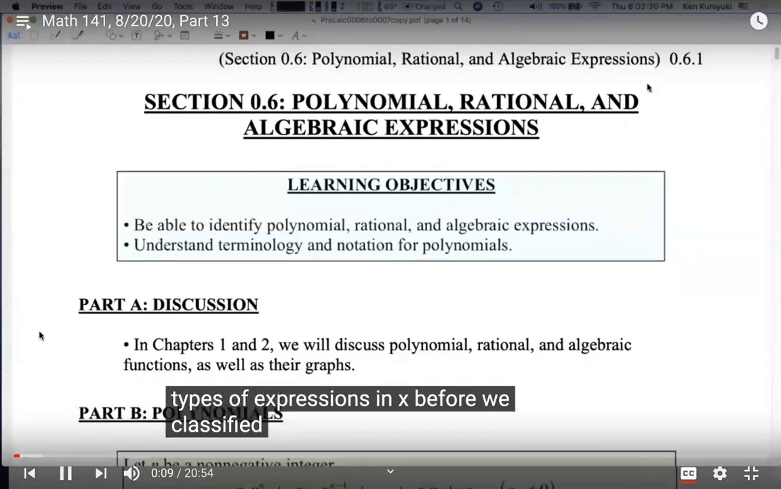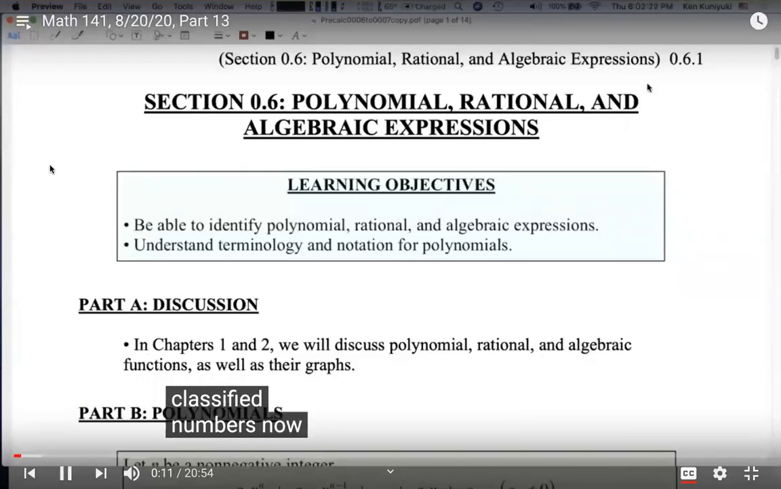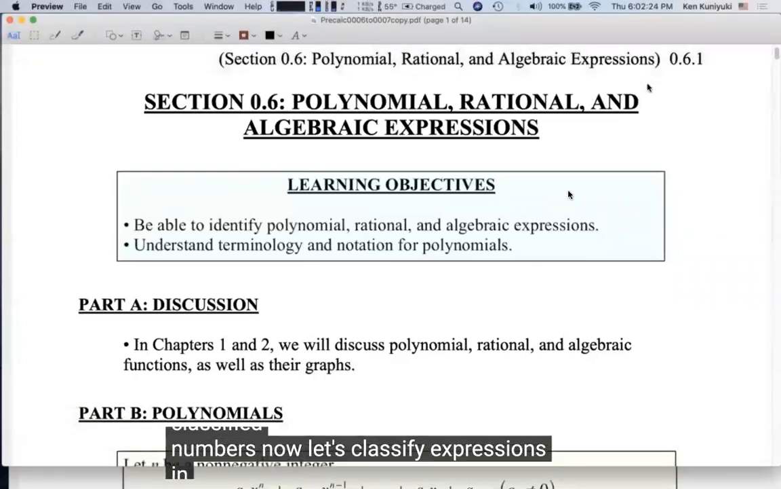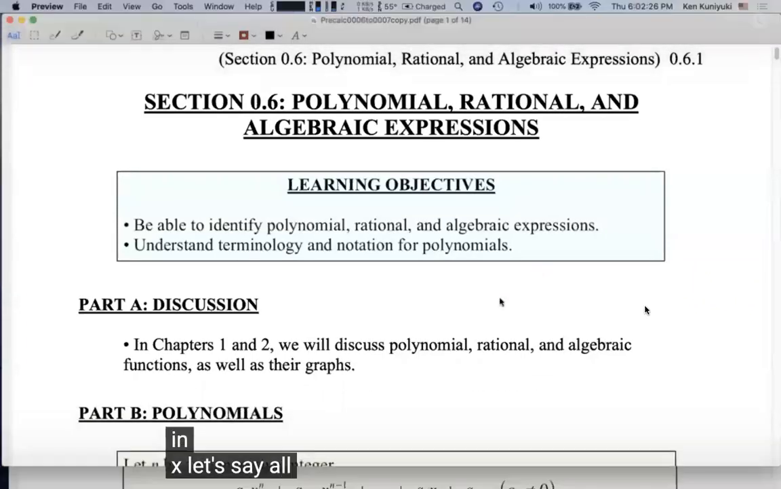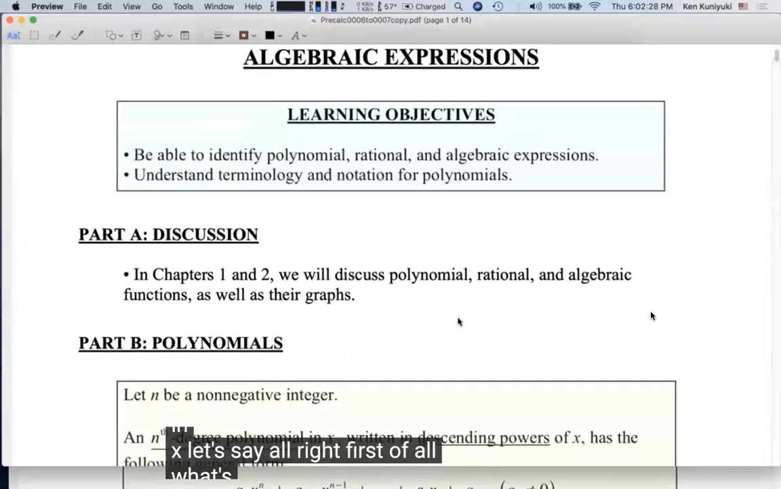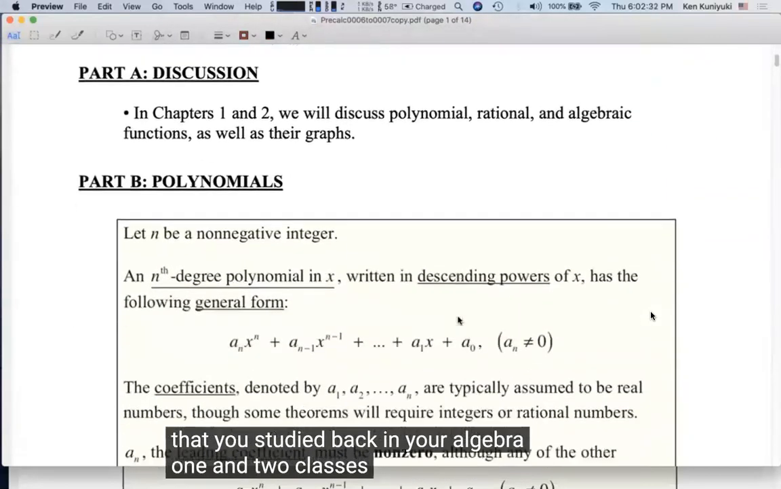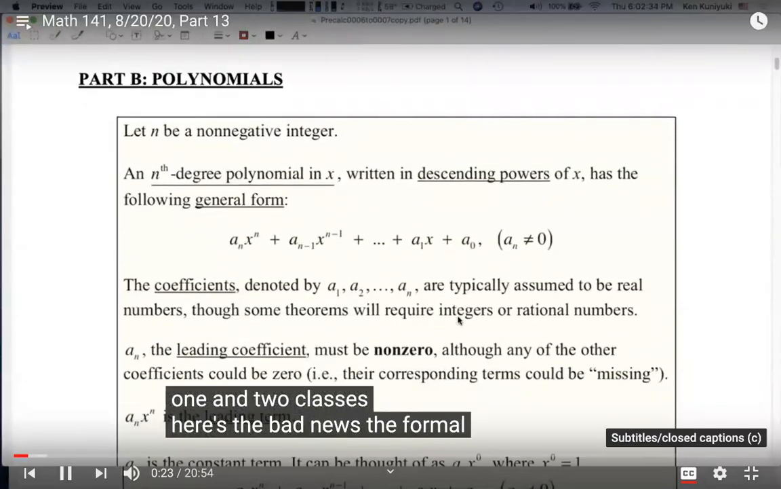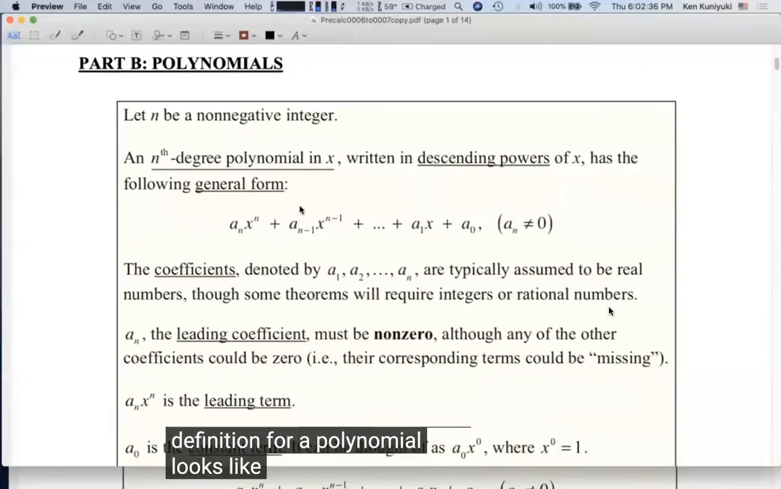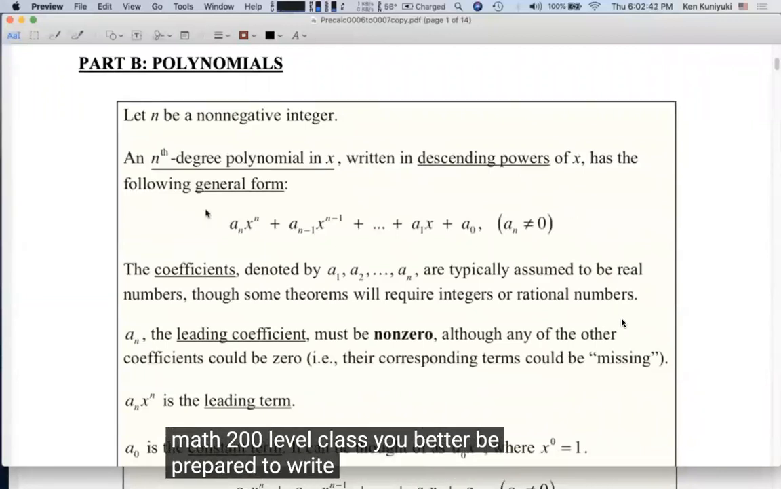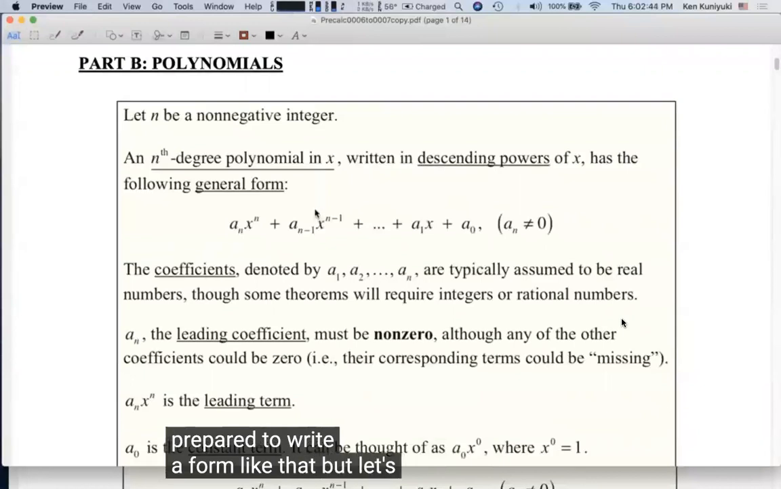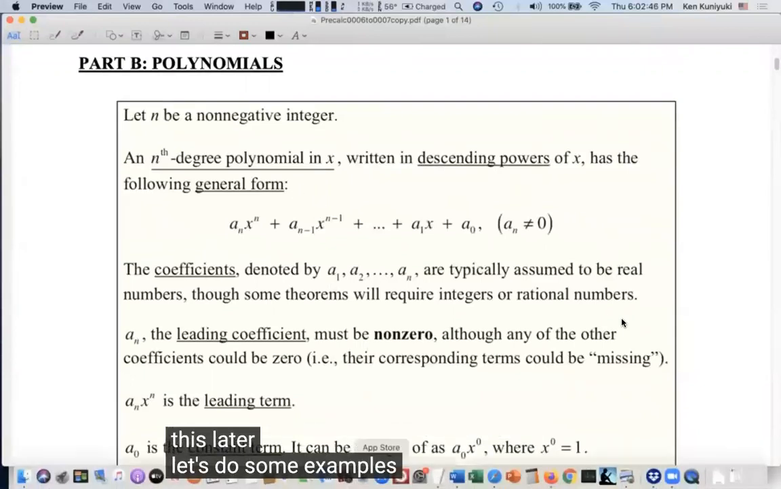Before, we classified numbers. Now, let's classify expressions in x. First of all, what's a polynomial? These are things that you studied back in your Algebra 1 and 2 classes. Here's the bad news. The formal definition for a polynomial looks like this. And seriously, in a Math 200 level class, you better be prepared to write a form like that. But let's come back to this later. Let's do some examples first.